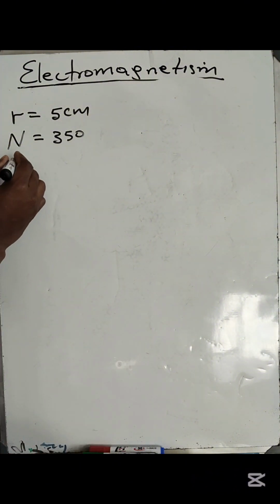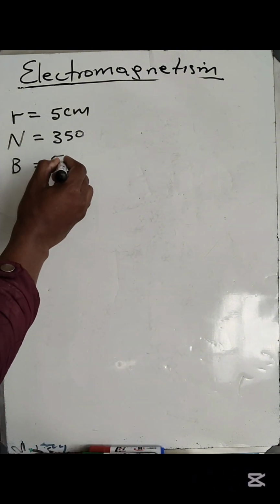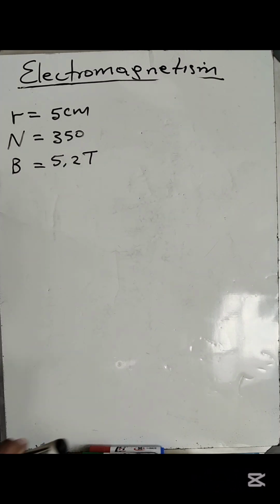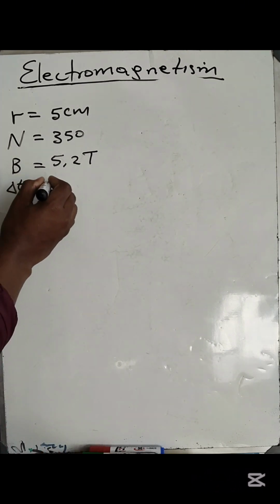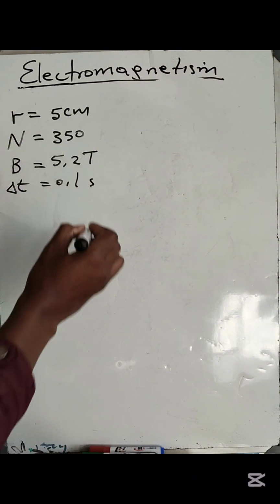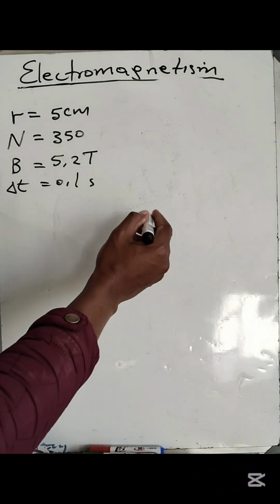The magnetic field, represented by B, is 5,2 Teslas. It is pulled out in 0,1 second, which means delta t is 0,1 second. The solenoid is placed perpendicular to the magnetic field.